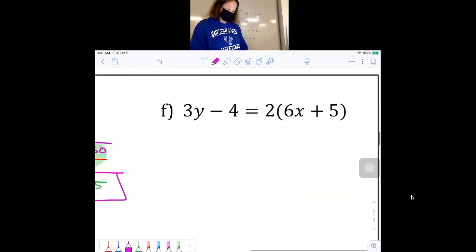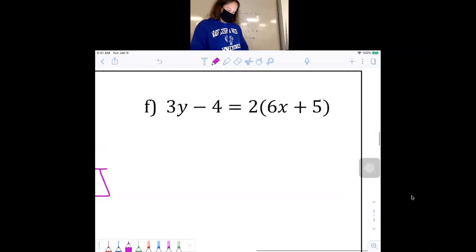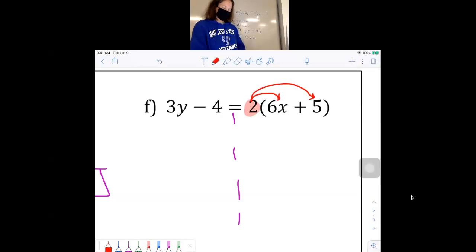Let's do F. Absolutely, I heard it. I'm going to distribute this 2 inside the parentheses. So I get what on the right side? 12x plus 10. Nothing changes on the left. I forgot to highlight my y, sorry.